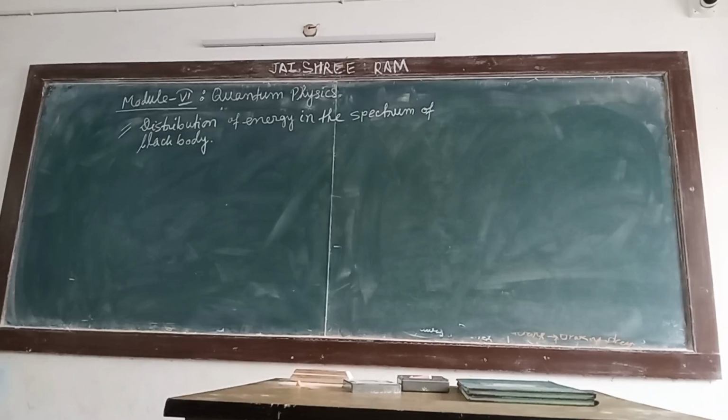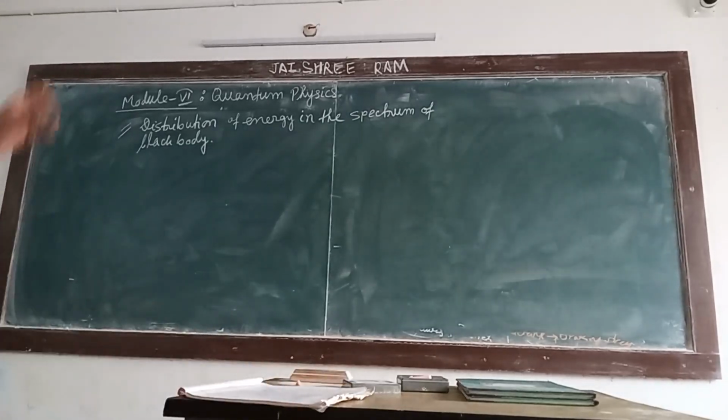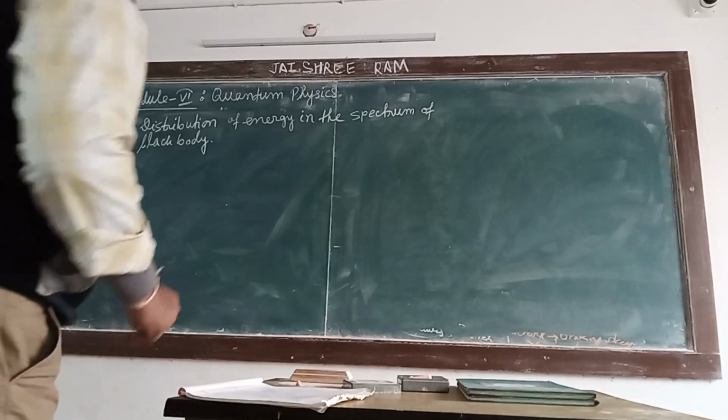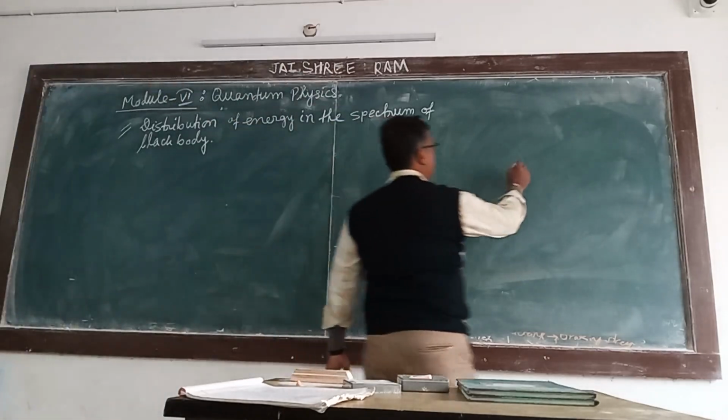As I told you, if we heat the black body at a uniform temperature, it must be uniform. Then it emits the radiation through its fine hole. Now, if we put a probe in the fine hole, a probe means something which can measure the intensity as well as the wavelength of the emitted radiation.